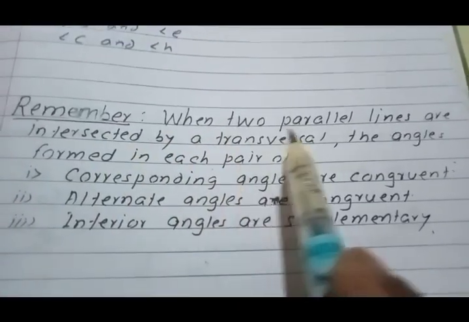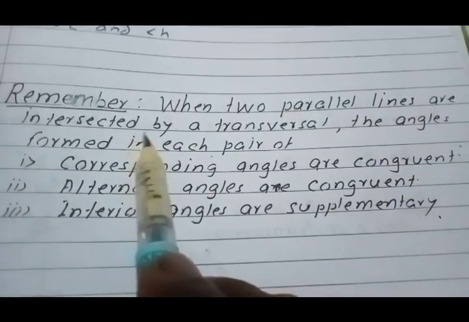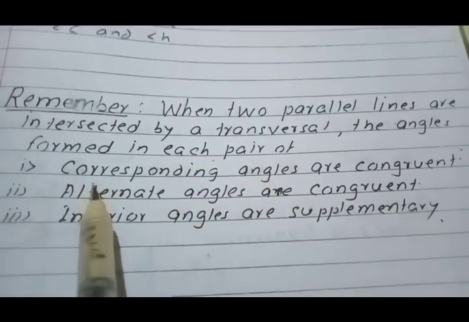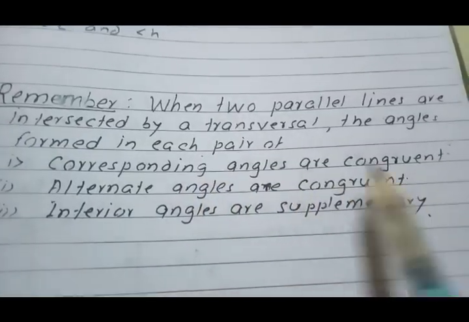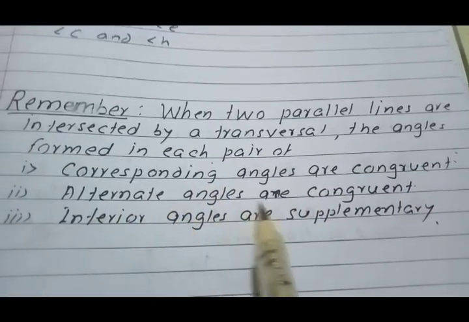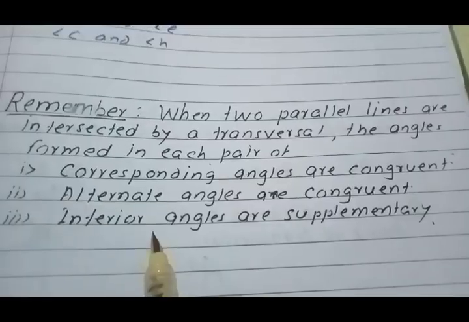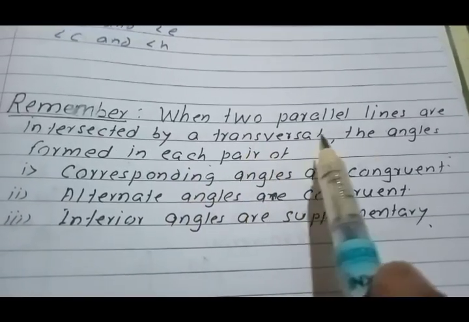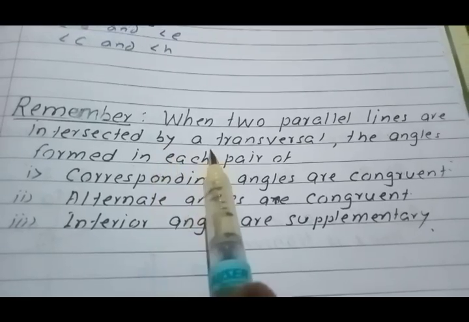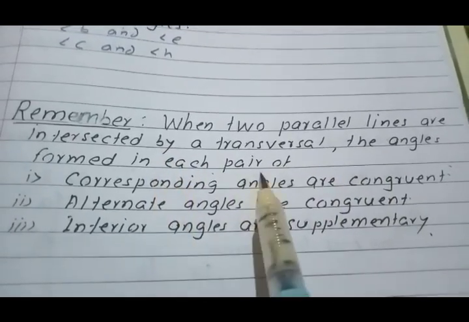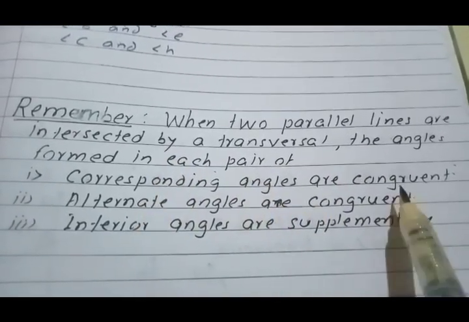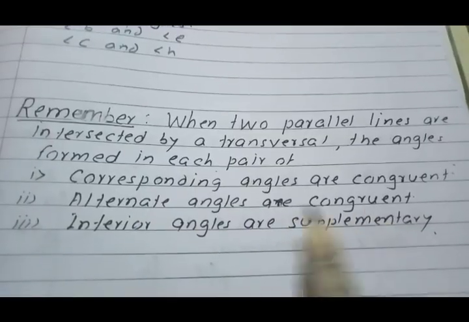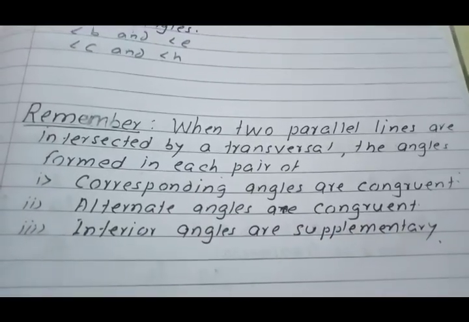Remember this point. When two parallel lines are intersected by a transversal, the angles formed in each pair of: number 1, corresponding angles are congruent; number 2, alternate angles are congruent; and number 3, interior angles are supplementary. These points are very important. When two parallel lines are intersected by a transversal, each pair of corresponding angles is congruent, alternate angles are congruent, and interior angles are supplementary.